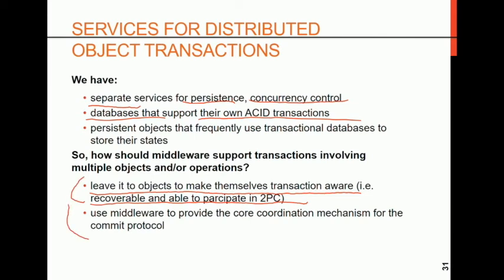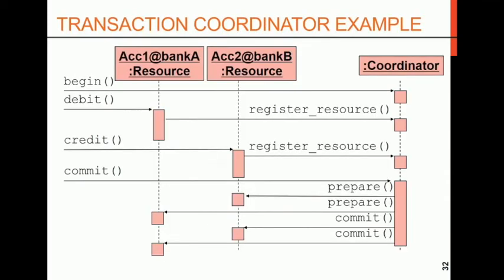Objects need to be able to become transaction aware, so that to participate in this two-phase commit protocol, they need to be able to store themselves automatically into stable storage, so that they can recover if they need to. And we also need to use middleware to provide the coordination mechanism for the commit protocol. So you need to have the middleware acting as the transactional coordinator. So you end up with something that looks like this.